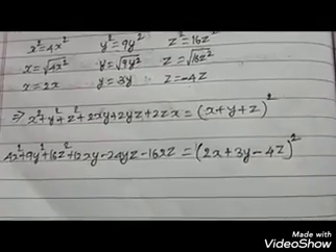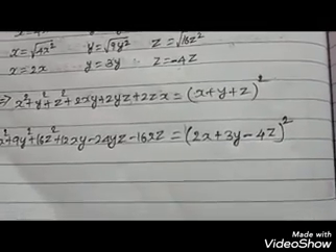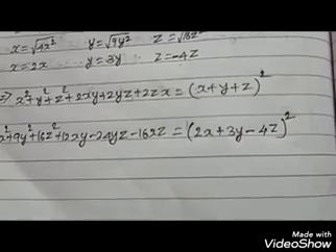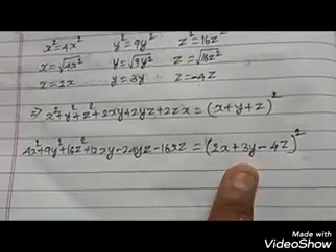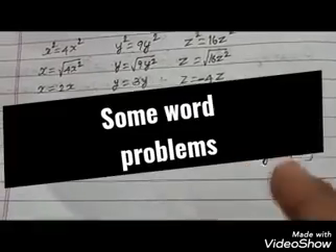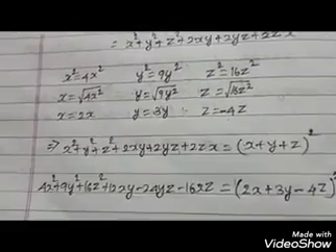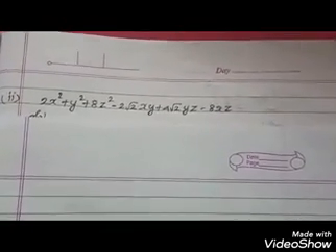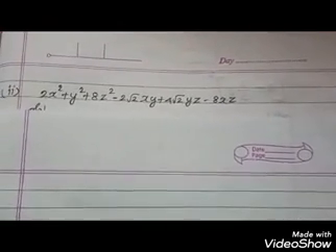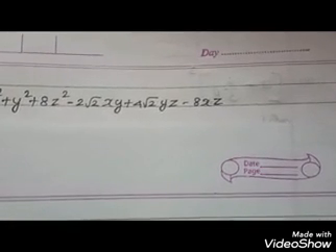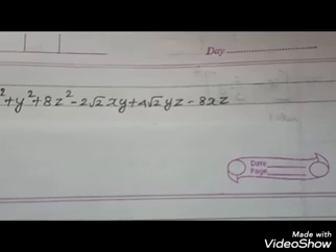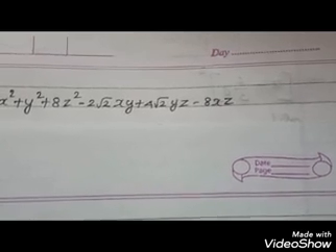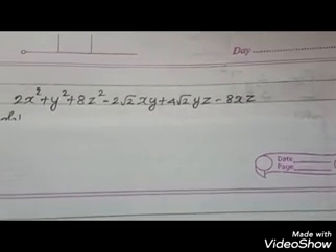Okay, you need to split it like 2x plus 3y minus 4z into 2x plus 3y minus 4z. Otherwise, these are the factors. Okay, next we move on to the second question. Second question: 2x square plus y square plus 8z square minus 2 root 2 xy plus 4 root 2 yz minus 8xz. So already you know what the expansion is.